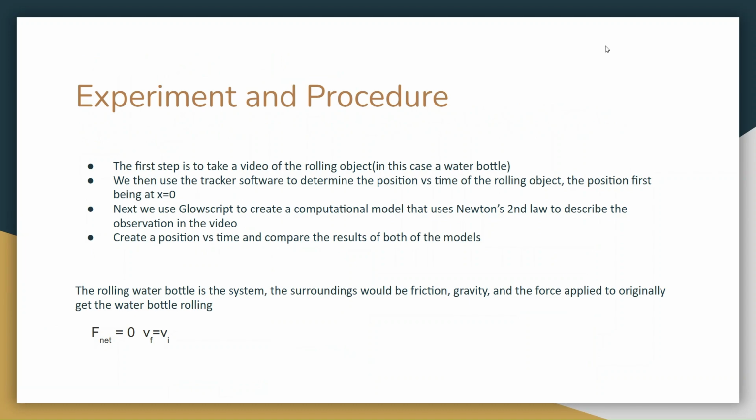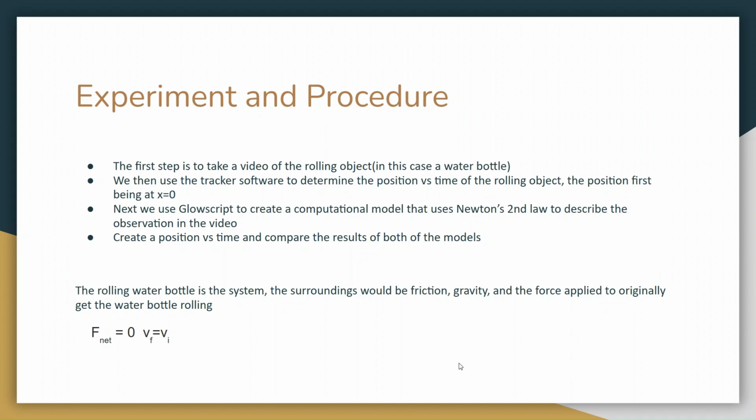Next, I'll talk about the experiment and the procedure. The first step is to take a video of the rolling object. In this case, I used a water bottle, rolling on a flat surface, which is my desk. We then use the Tracker software to determine the position versus time of the rolling object, the position first being at x equals 0. Next, we use GlowScript to create a computational model that uses Newton's second law to describe the observation in the video. We create a position versus time graph and compare the results of both of the models.